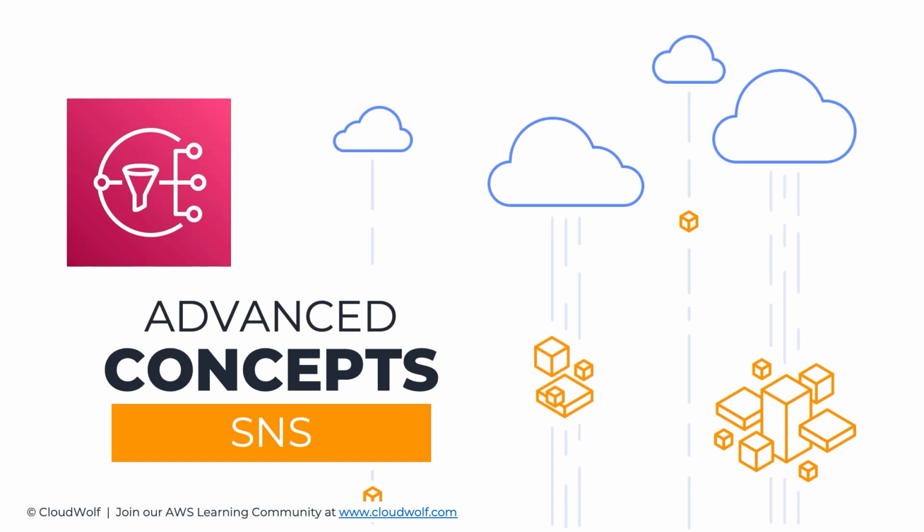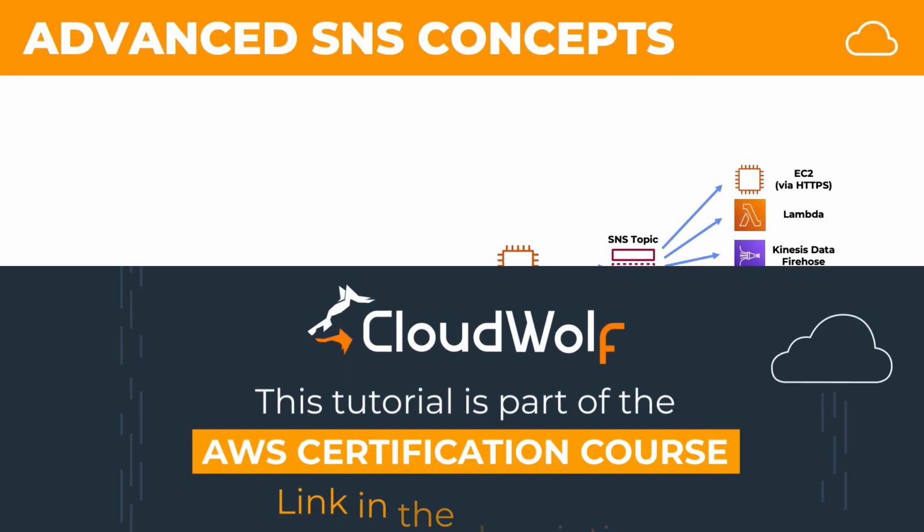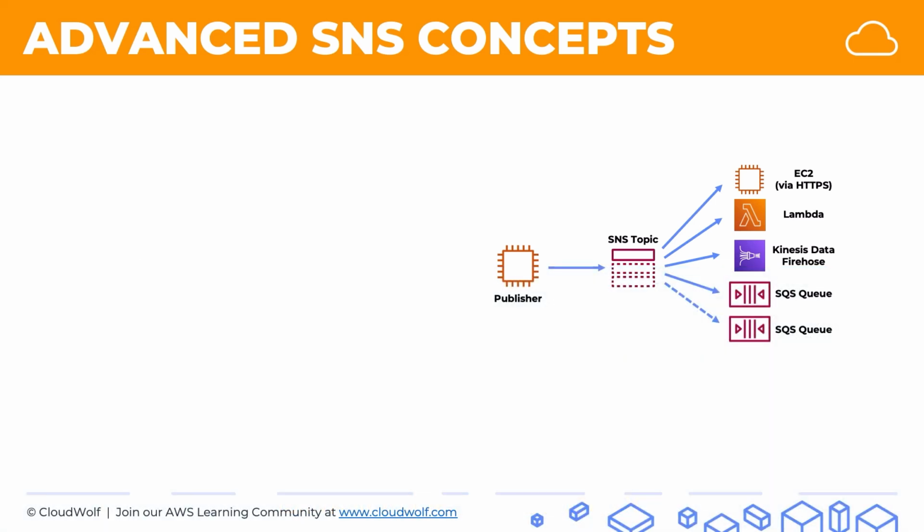Hello and welcome back. Today we're going to dive deeper into SNS and we'll talk about some advanced concepts that you might encounter on the exam. So here is a scenario with a publisher who's publishing into an SNS topic, and there's a few subscribers. We've got an EC2 instance via HTTPS, Lambda functions, we've got a Kinesis Data Firehose, we've got SQS and two SQS queues. So first thing I wanted to mention is the term fan out.